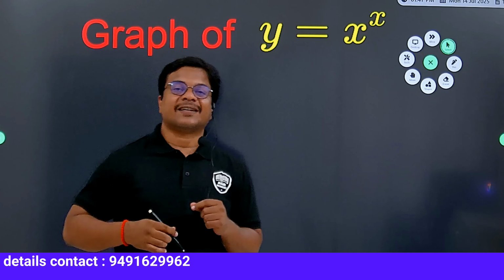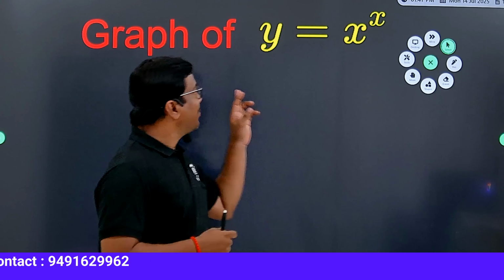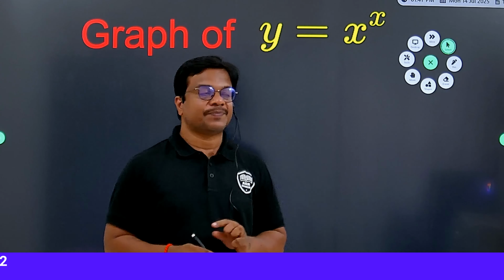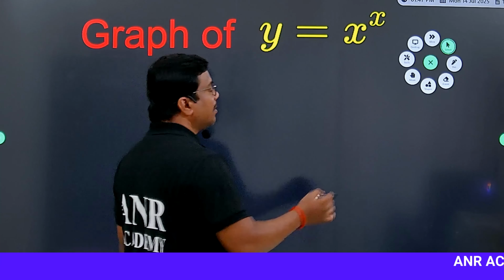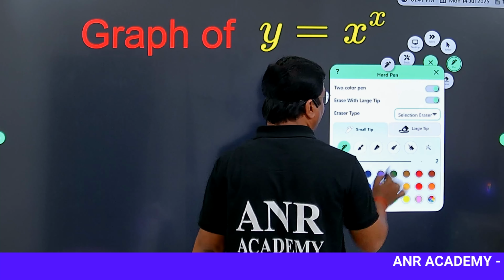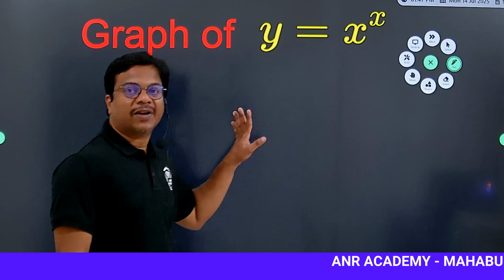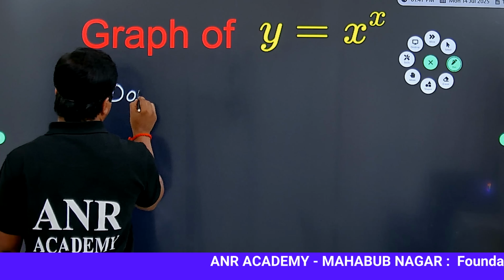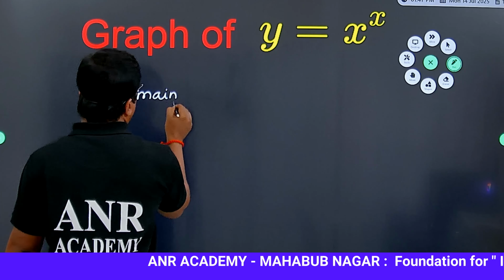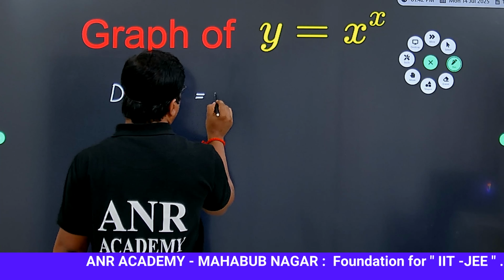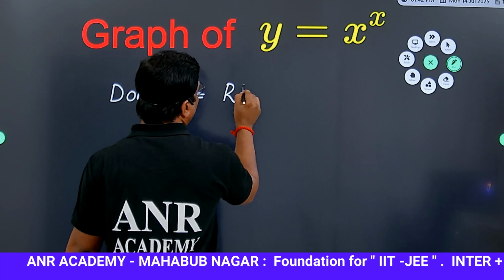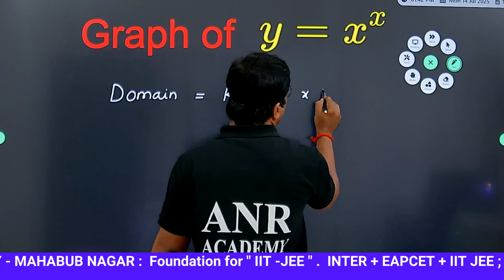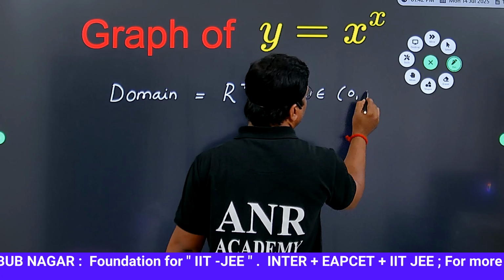This is Nepaledi sir. Today we are going to discuss how to draw the graph of y equal to x power x. We know that the graph of y equal to x power x is defined for all x more than 0. That is, the domain of the function must be non-negative real numbers. Domain is the set of all positive real values, that is, x belongs to open interval 0 to infinity.